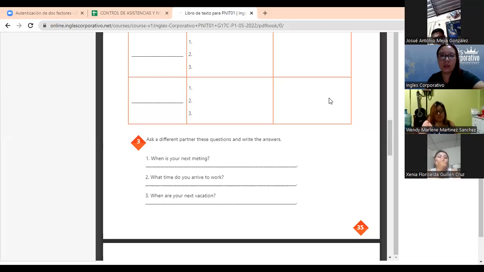Give me just a moment, le voy a compartir el libro de nuevo. Okay. All right, we're going to make the breakout rooms. Vamos a hacer los breakout rooms. ¿Quién se desconectó? Ahora hay 14 participantes.